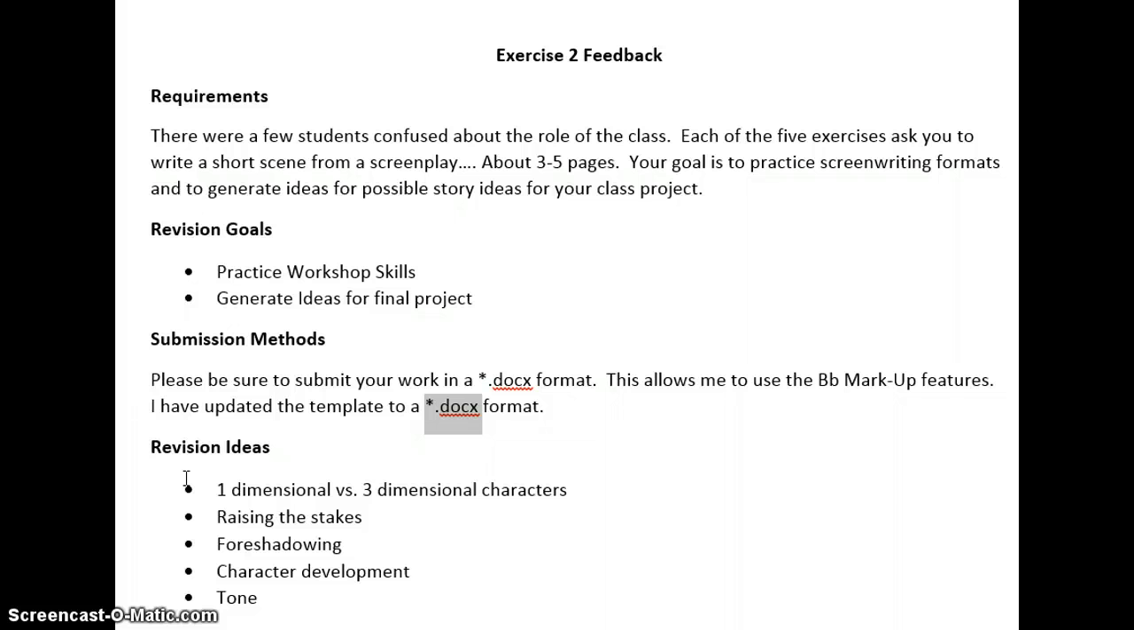And then a lot of you I gave feedback about tone. And another way to think about tone is genre. Are you writing something funny? Are you writing something dramatic? Or is it a dark comedy? Is it something else? Think about the kind of tone that your story is using.